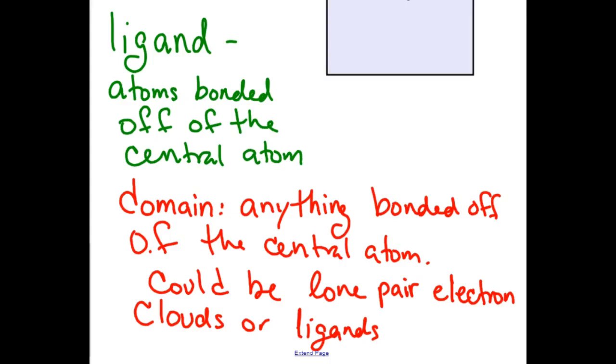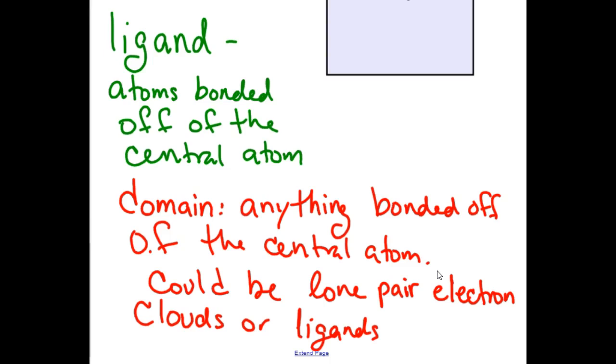Some honors material here. We talked about two terms, the term ligand and the term domain. Anything that is bonded off of the central atom is called a domain. That tells us the general or apparent geometry of the molecule. Water, for example, has 4 domains. It has 2 hydrogens and it has 2 lone pairs.